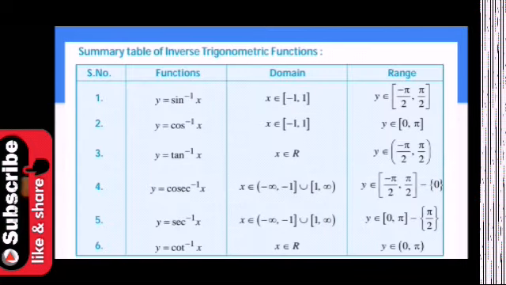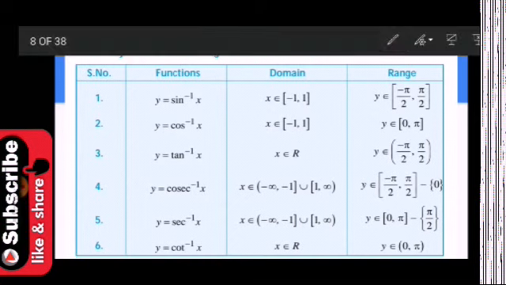So let's see the table here. The table we have already discussed, and once again you can take it at a glance. If you see here, the second one, fourth one and sixth one, if you see the graph, these functions are decreasing in nature, and the rest of them are increasing. Means sine inverse x, tan inverse x and sec inverse x are increasing in nature.